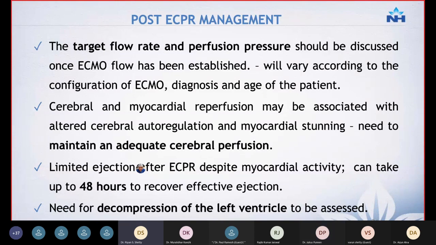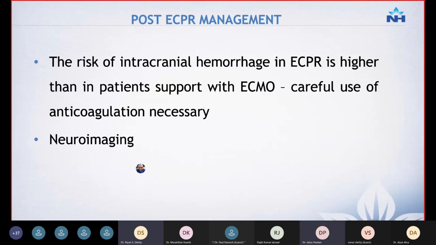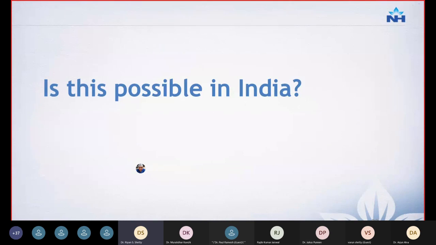And if there is no myocardial activity for more than 48 hours, then you are a little bit worried, and decompression of the left ventricle or left atrium should be aggressively sought, especially in VA ECMO. The risk of intracranial hemorrhage in ECPR is higher than in patients supported with ECMO, so careful use of anticoagulation is necessary. Neuroimaging should be used for assessing this. So I'm coming to the end of the talk. Is this really possible in India?